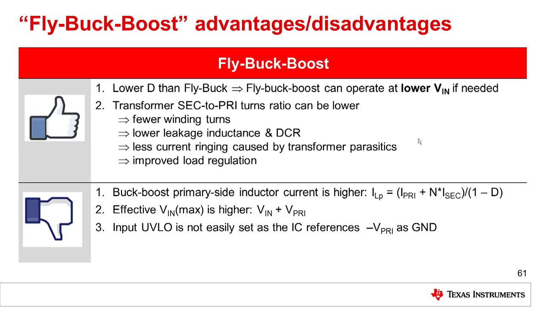On the downside, essentially we have the same issues as with an inverting buck boost. The inductor current in the Flybuck boost is higher than it is for a buck or a Flybuck. And again, the maximum voltage that the converter will see across its terminals will be the input voltage plus the magnitude of the primary voltage.